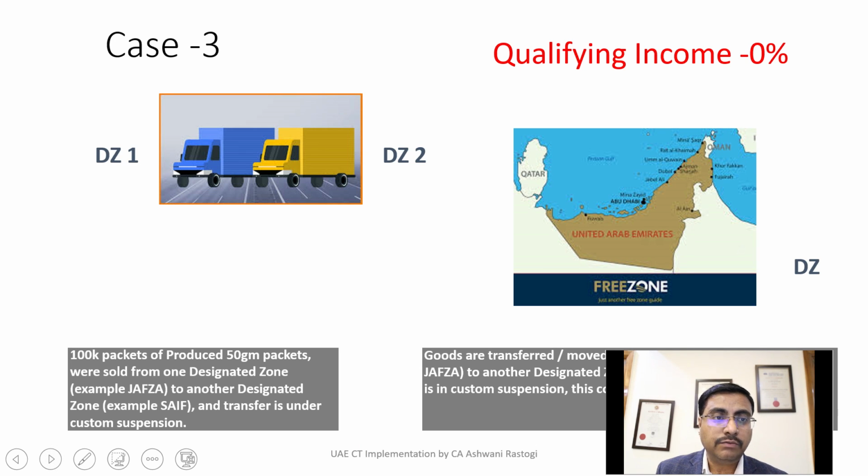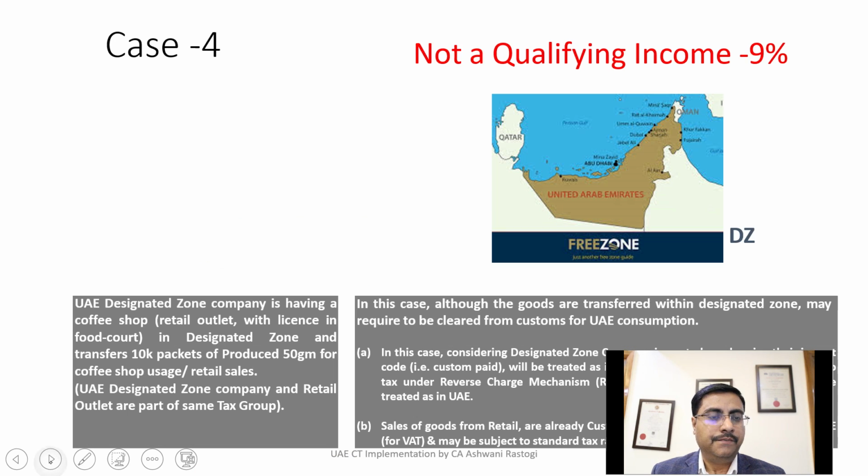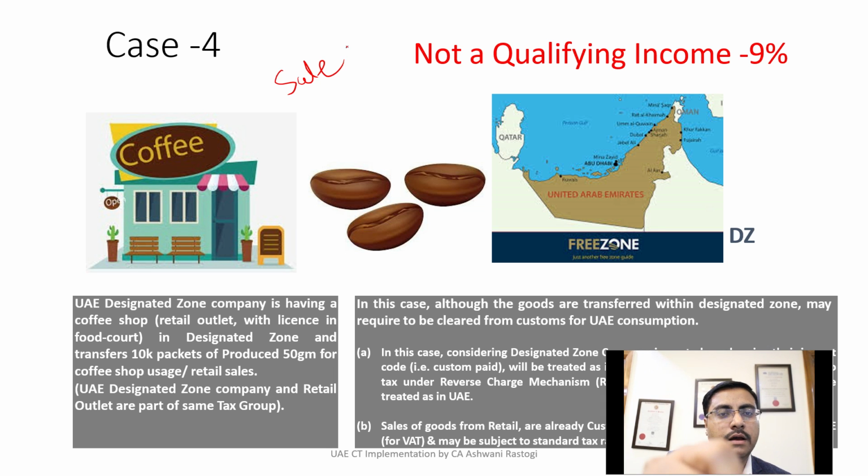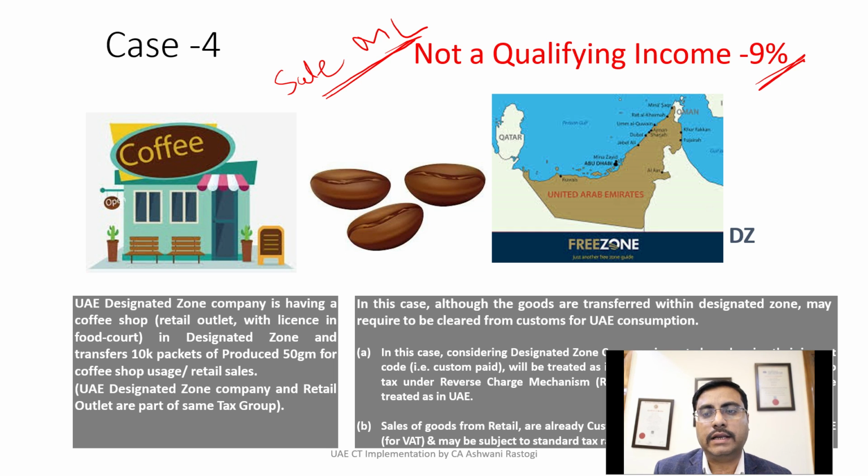So transfer from one designated zone to another designated zone, any kind of business transaction will also be regarded as qualifying income, not liable to tax. But in case you produce and sell in the mainland, in that scenario, your profit will be regarded as not qualifying income and liable to tax.